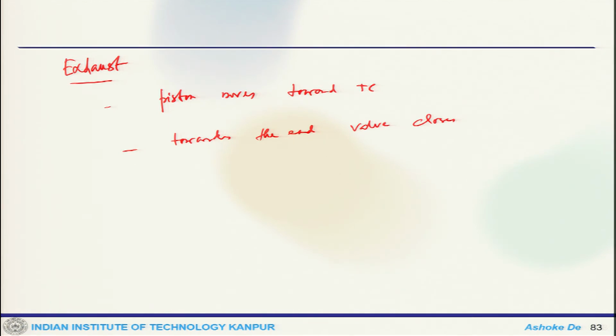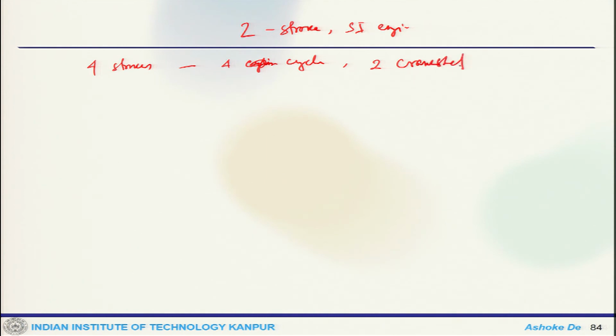Now, this is the 4-stroke cycle. If we go to the 2-stroke SI engine and compare with the 4-stroke, in the 4-stroke you require 4 strokes, that is 4 cycles, and then 2 crankshaft revolutions for 1 power stroke.